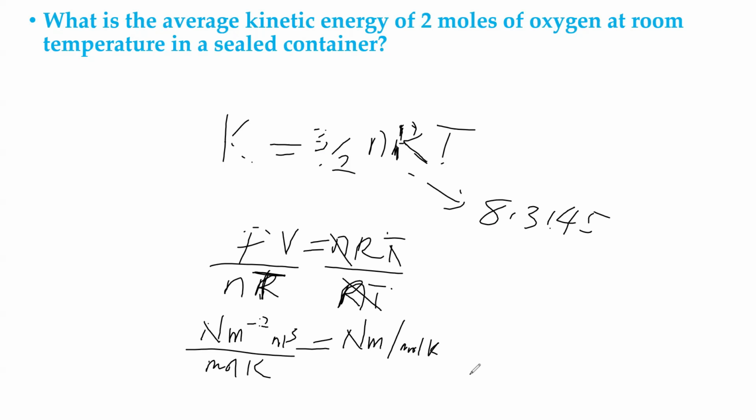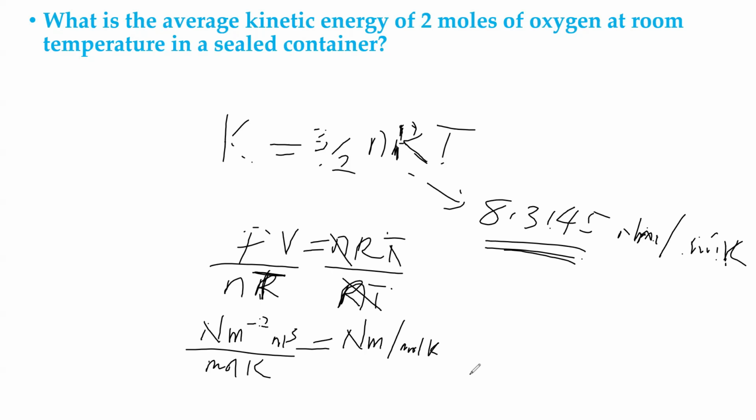So therefore, this one is going to be Newton meter per mole per Kelvin. So we have this as a constant value. And of course, this is a temperature, and this one reflects the number of moles. So therefore, how are we going to get the answer?